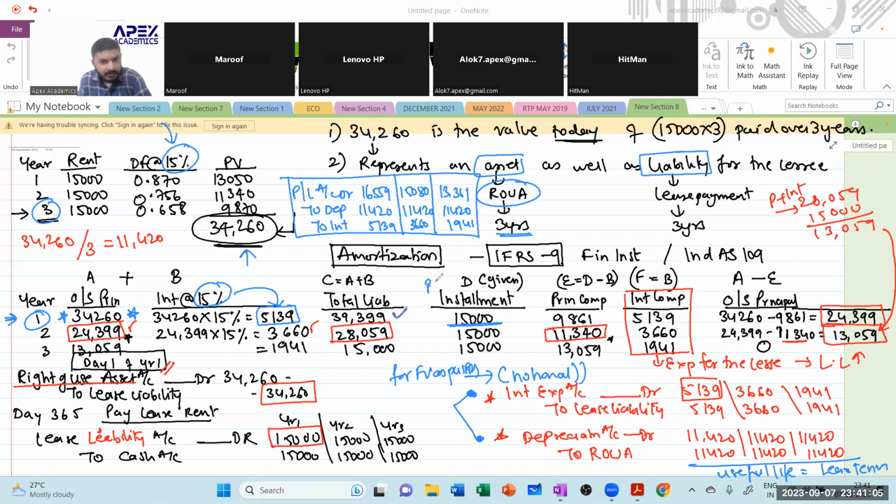15,000. This will be principal plus interest because you have to return both. You have to return some part of this and some part of this. Every year interest has to be paid in full. So this has interest of how much in it? 5139. So out of 15,000, interest is how much? 5139. How much is principal? 9861. 9861 is principal. It will be adjusted against principal only.